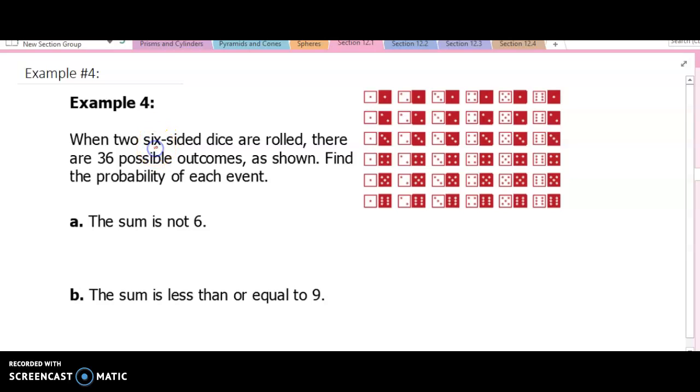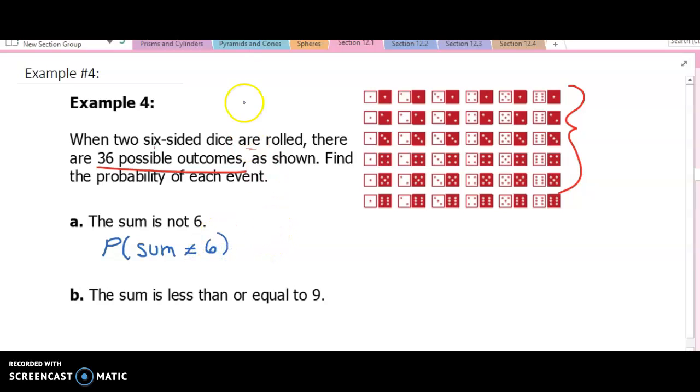Example 4 says when two six-sided dice are rolled, there are 36 possible outcomes. And luckily for you, they've given you all the outcomes over here at the right. Find the probability of each event. So the probability that the sum is not 6. We would probably see that as the probability that the sum is not equal to 6.